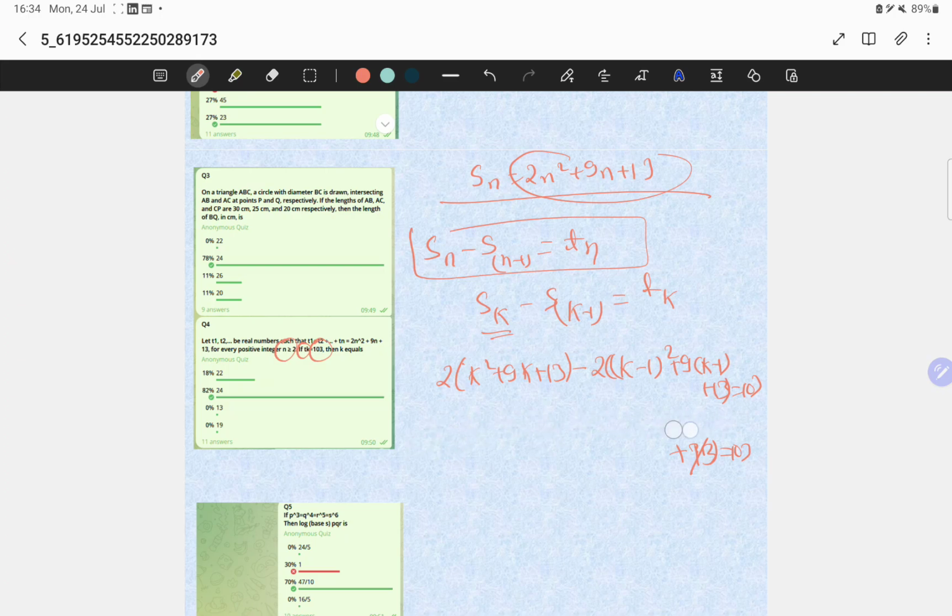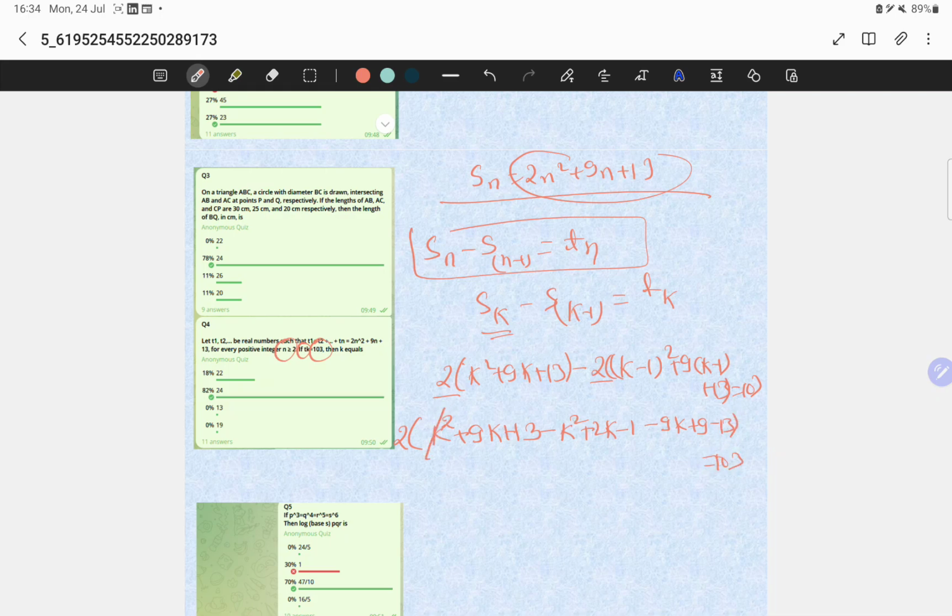A lot of hodgepodge is done, so let me do it again like this. We take 2 common from all the terms. So this will be k square plus 9k plus 13, minus k square minus 2k, so it will be plus 2k, and plus 1, minus 9k, minus minus plus 9, and minus 13. And this is given to us as 103.